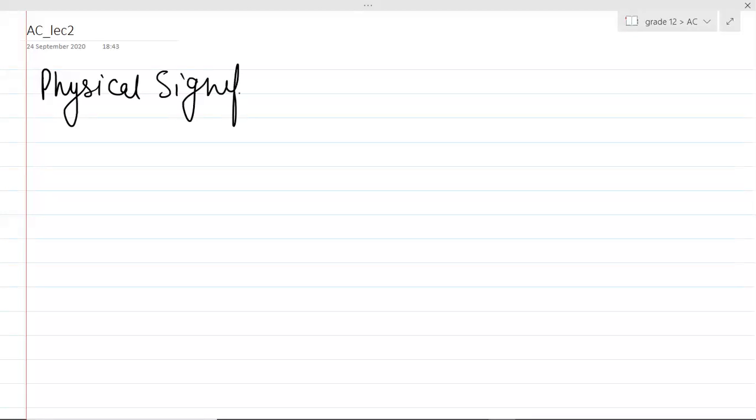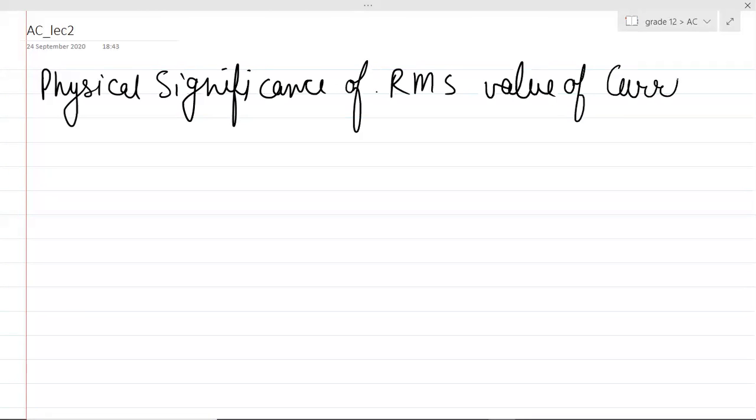Physical significance of RMS value of current. Do you remember the physical significance of average value of current?